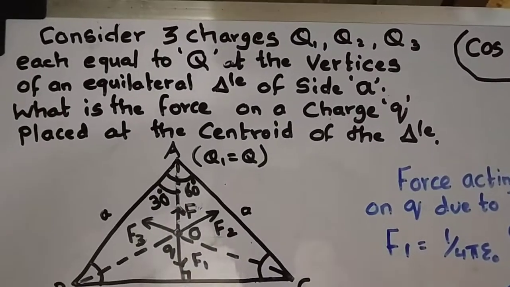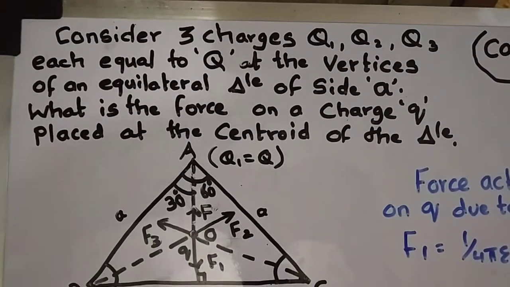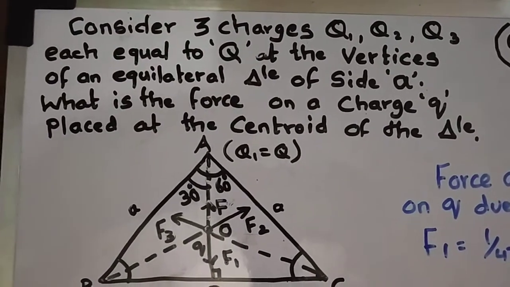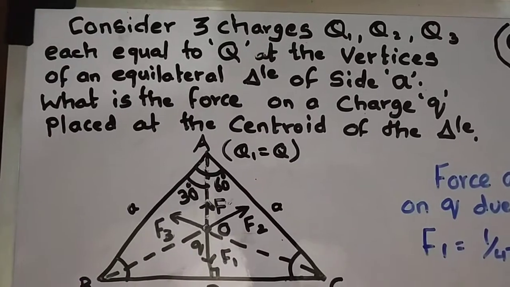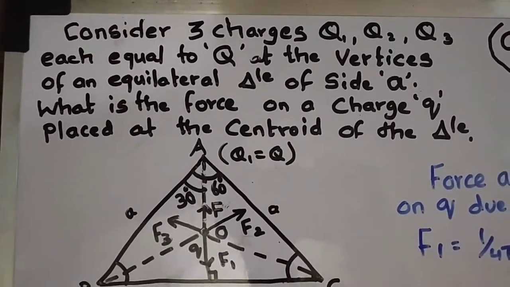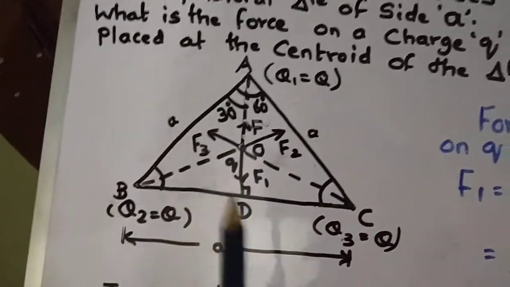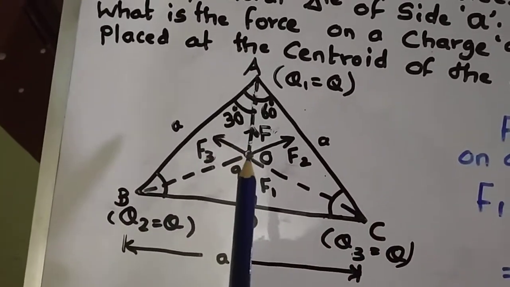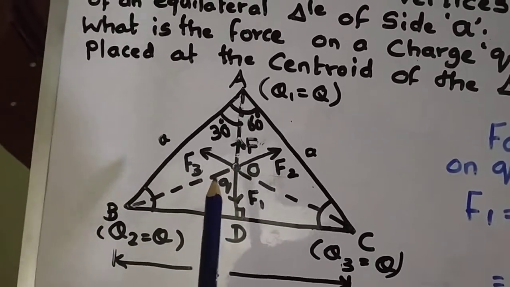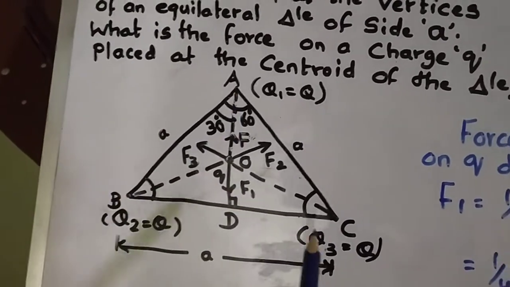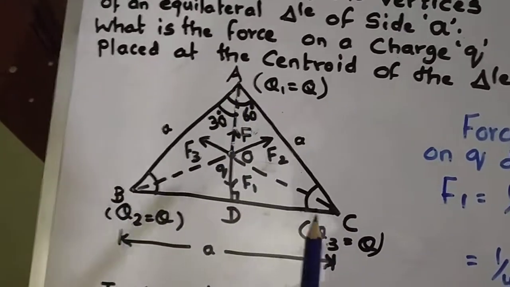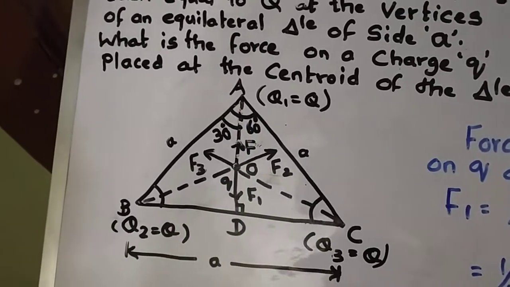Consider three charges Q1, Q2, Q3, each equal to Q, at the vertices of an equilateral triangle of side A. What is the force on a charge Q placed at the centroid of the triangle? So, if O is the centroid of the triangle, at the centroid we are placing a charge Q. A, B, C are the vertices of an equilateral triangle, so the sides of the equilateral triangle are taken as A.